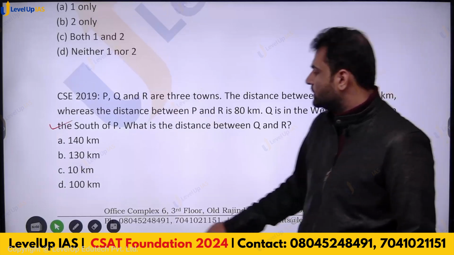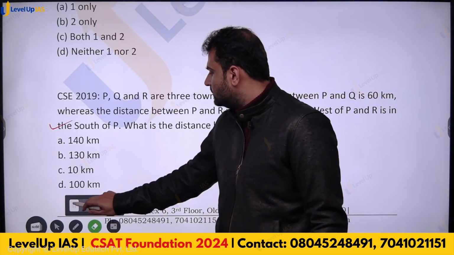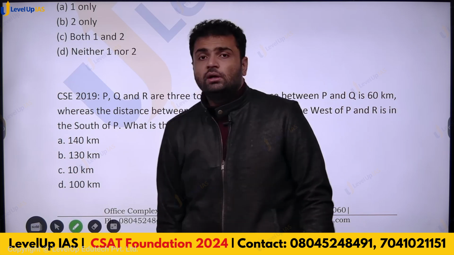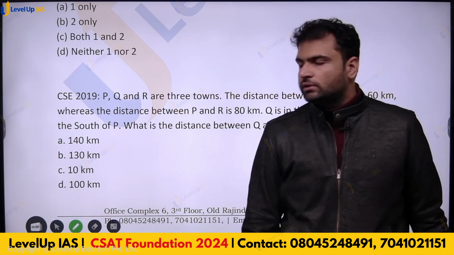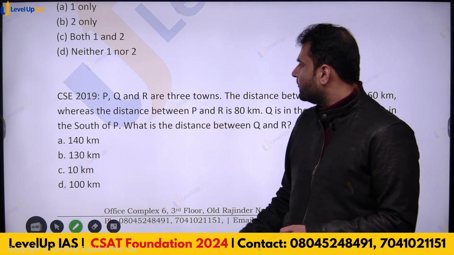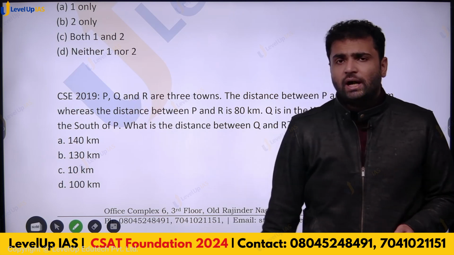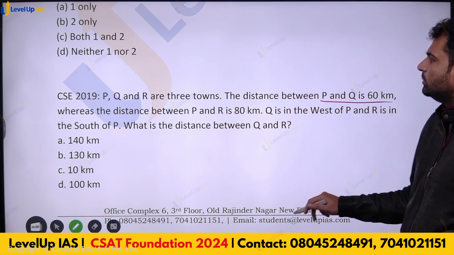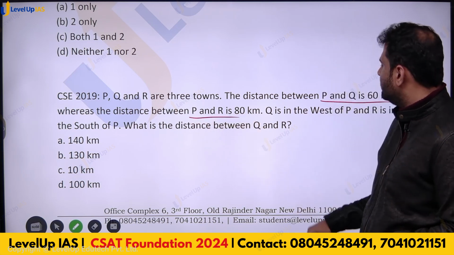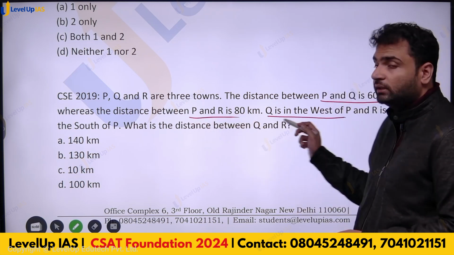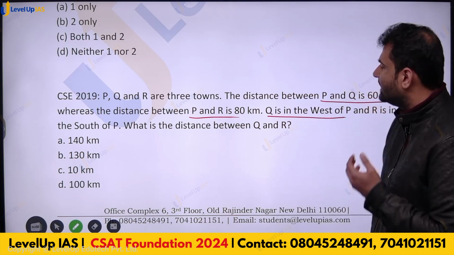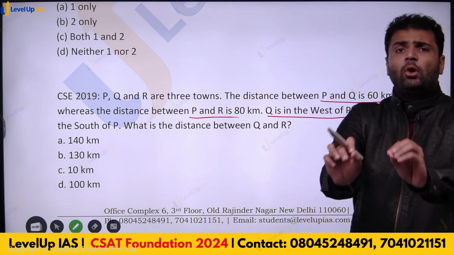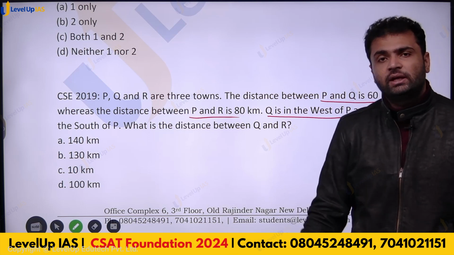Let us see the next question. This is the last question. We are doing PYQs from the last 5 years. So, this is the last question for today. We have P, Q, R as 3 towns and the distance between P and Q is 60 kilometers. The distance between P and R is given and relative directions are given. Very simple question. Just plot whatever is given in the information and you will get the answer.